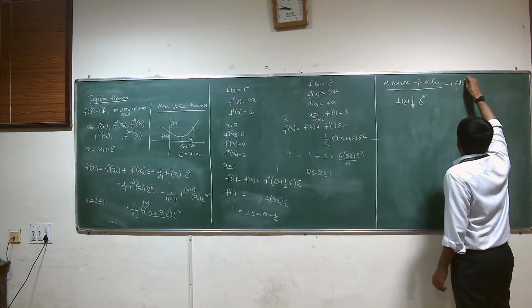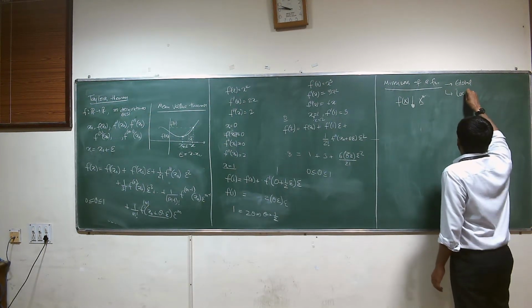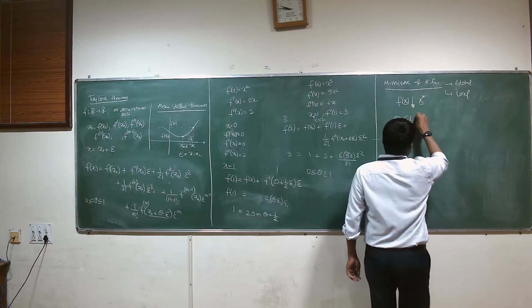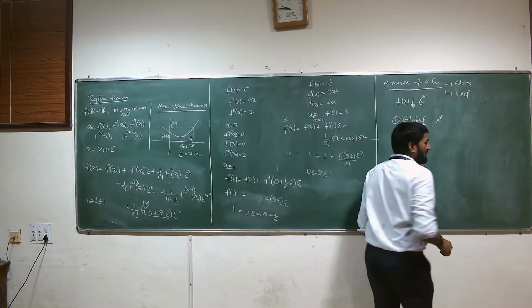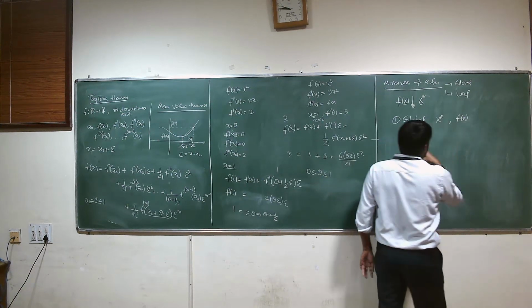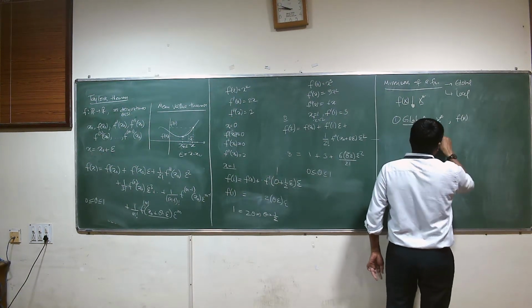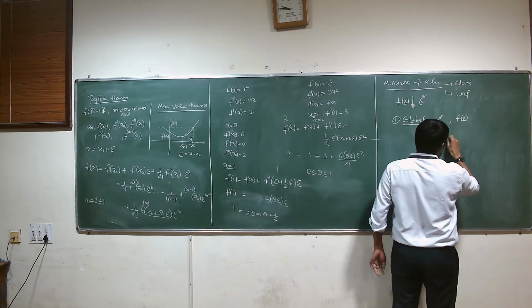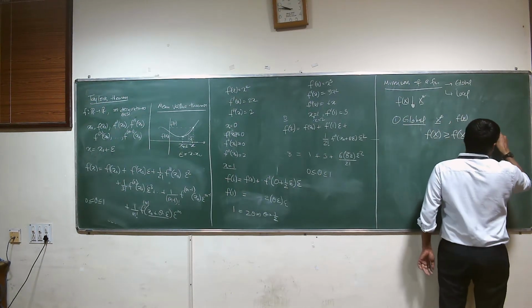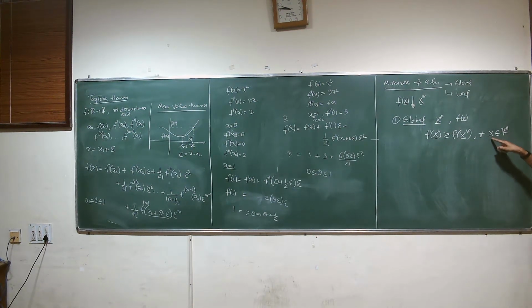There are two types of minimizers. One is called a global minimizer. The idea is very simple. You say that x star is a global minimizer of the function f of x if f of x is greater than or equal to f of x star for all x belonging to Rn except x star. You take the set Rn, you simply remove x star and retain everything else. That's what the difference means.